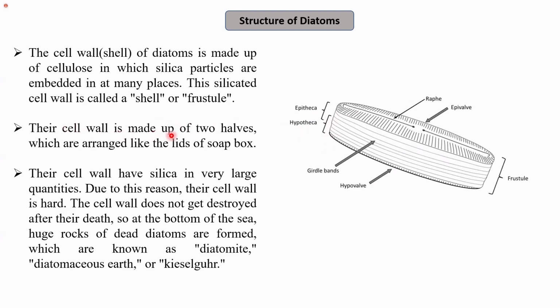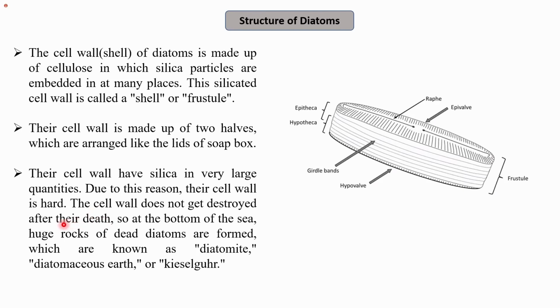Their cell wall, as I mentioned, is made up of two halves which are arranged like the lids of a soap box or a shoe box. Their cell wall has silica in very large quantities, and due to this reason, their cell wall is really hard. Even if the organism dies, it is difficult to destroy that cell wall, right? Therefore, their cell wall does not get destroyed even after death and keeps on accumulating at the bottom of the sea.